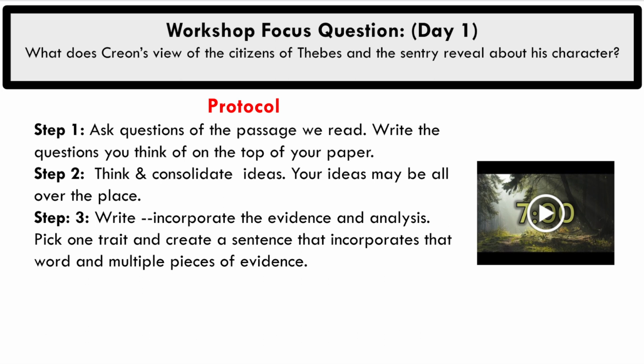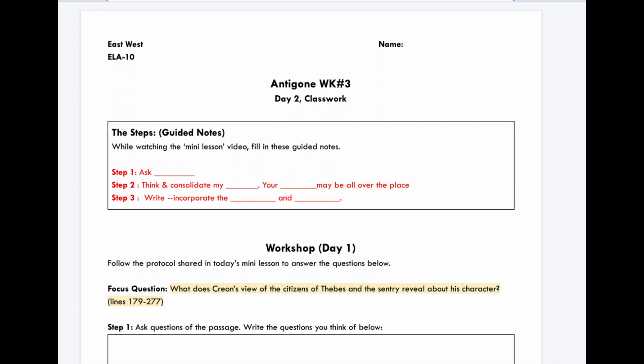So ask questions of the passage we read, write the questions at the top of your paper, and you will have space for that. Think and consolidate your ideas. Finally, you're going to incorporate the evidence and analysis. You're picking one trait and creating a sentence that incorporates that word and multiple pieces of evidence. So this is your worksheet for the day. You see the guided notes and then the place where you're going to put down your work.